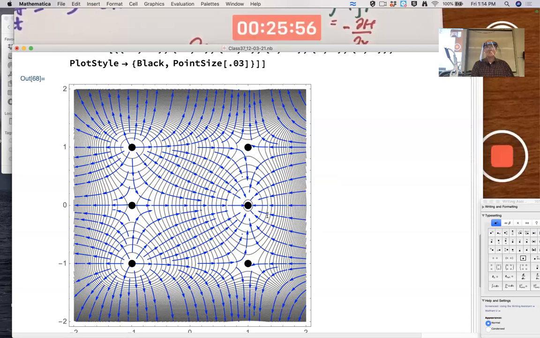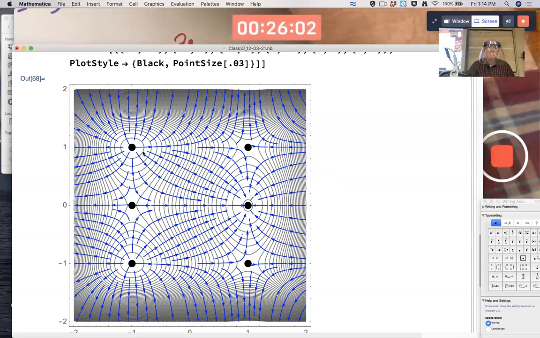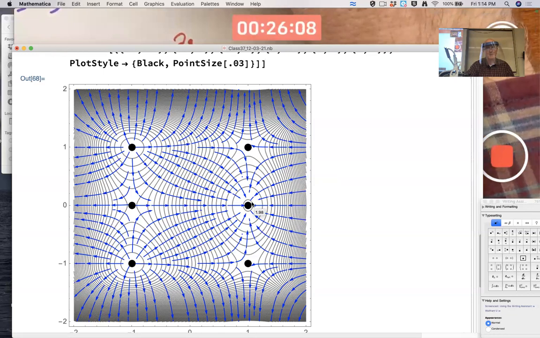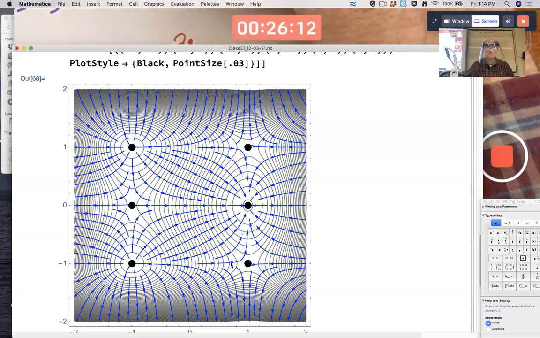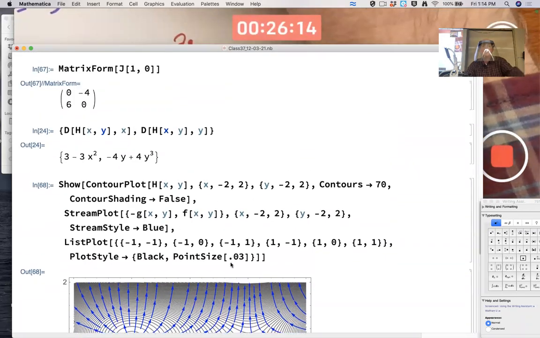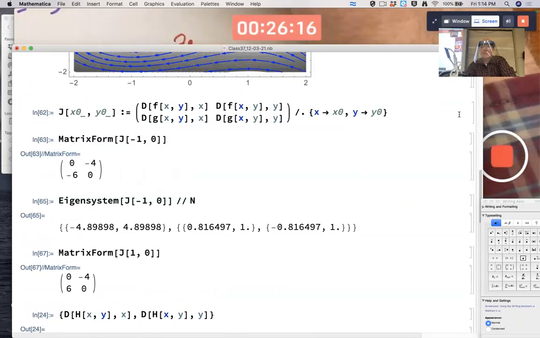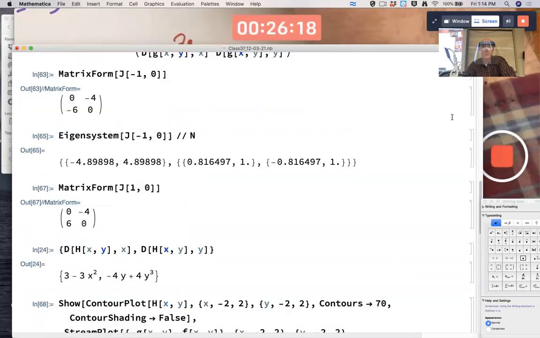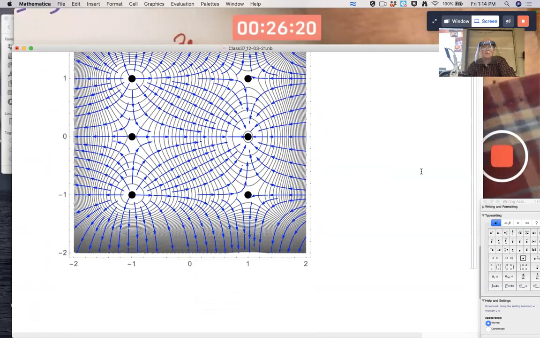For the Hamiltonian system, the centers become sinks and sources. These two are sources over here, and this one's a sink. And the saddle points for the Hamiltonian system also become saddle points for the gradient system. In this case, linearization, the Hartman-Grobman theorem, would apply to all the equilibrium points.